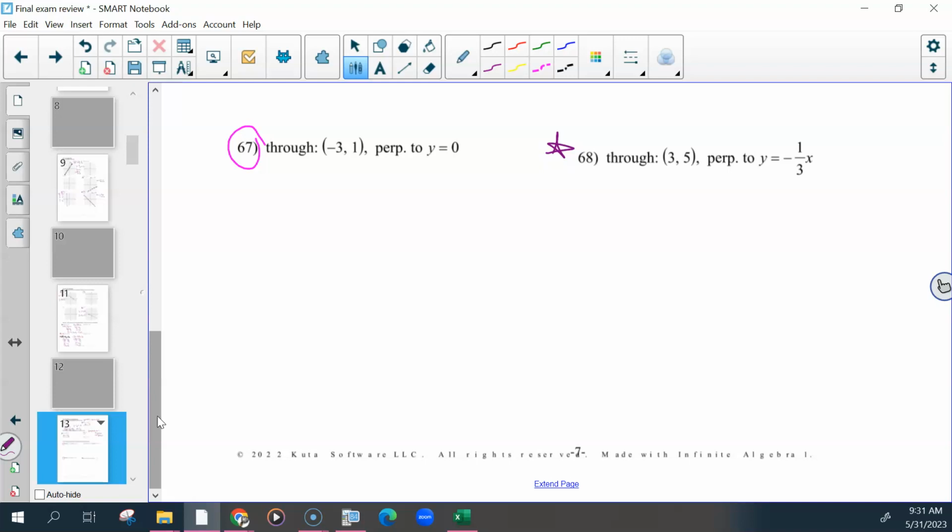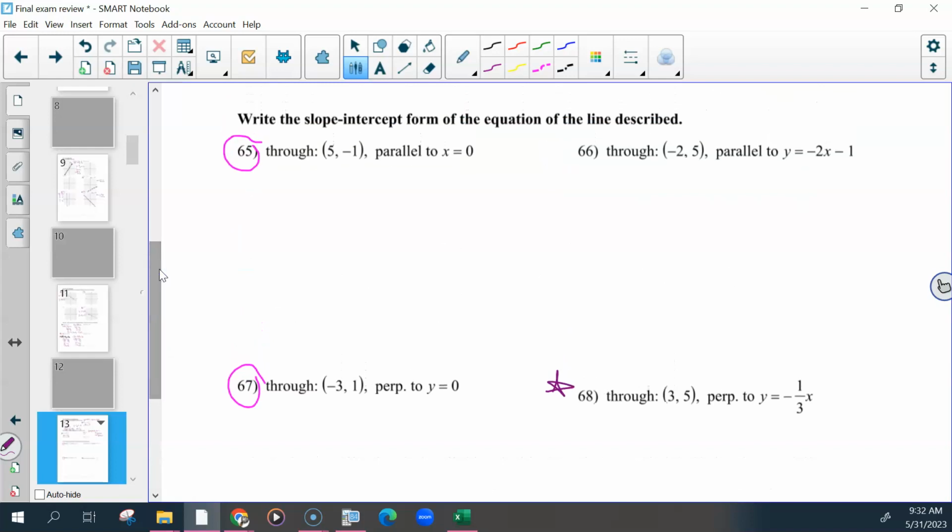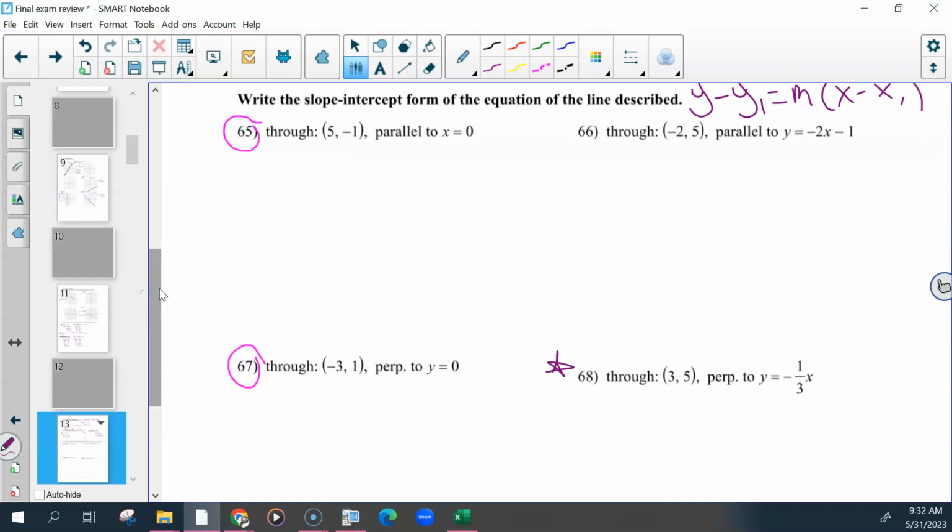Right, so now these want you to write an equation that's either parallel or perpendicular through a given point. So we need this equation. I'm going to write this here: y minus y1 equals m times x minus x1. And then for 68, we have to find our slope. We are given our x1 and y1. It's going to be perpendicular to this equation. What would our new slope be?